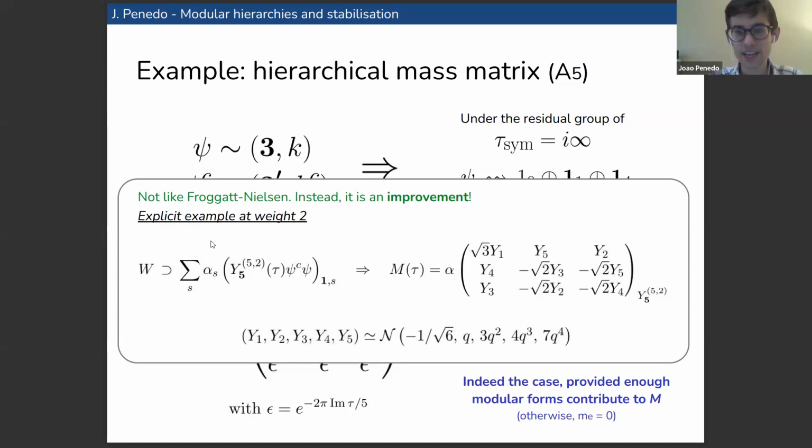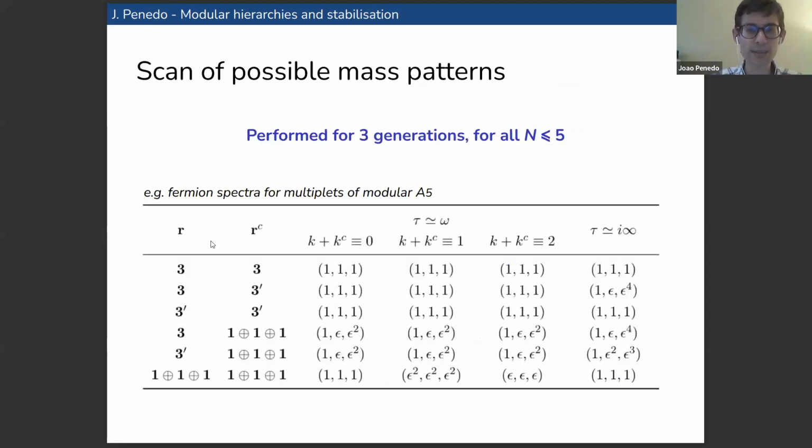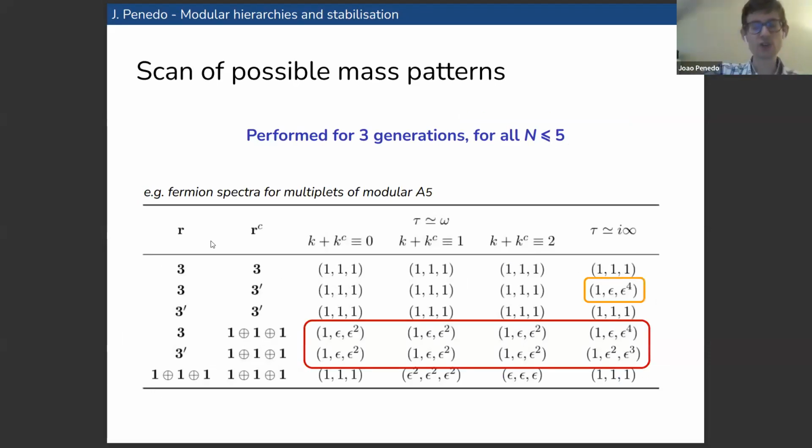Okay, so you can get hierarchies. In fact, this is just a sample of our table. We identified basically all the representations and all the weights for all the three symmetric points which could lead to viable fermion hierarchies. So when you break the symmetry close to a residual symmetry point, you get fermions which are hierarchical. And this point, the one marked in gold, is the one corresponding to the previous example.